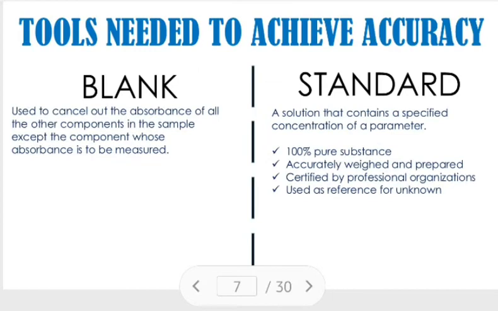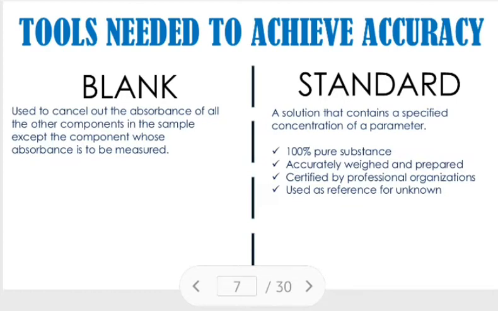Next, we have tools needed to achieve accuracy. First, we have blank. It is used to cancel out or zero out the absorbance of all other components in the sample except the component whose absorbance is to be measured. So we use blanking to calibrate the machine or the spectrophotometer readings. It is analogous to zeroing a scale before weighing.